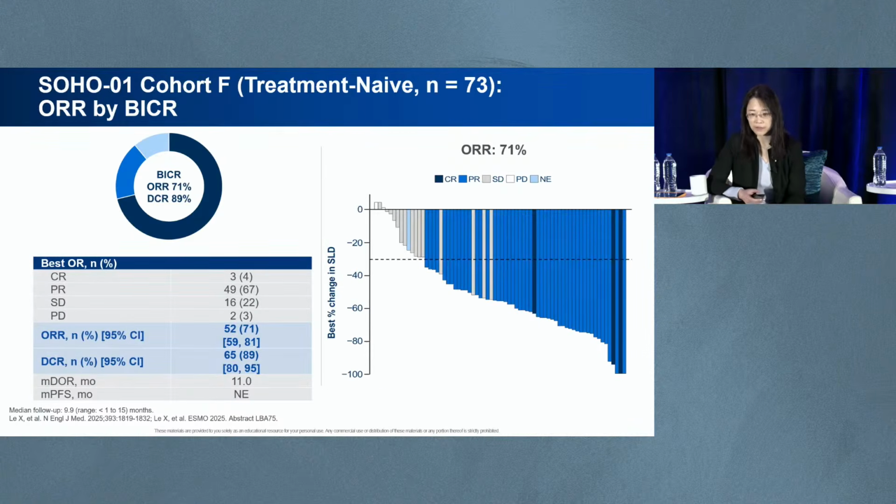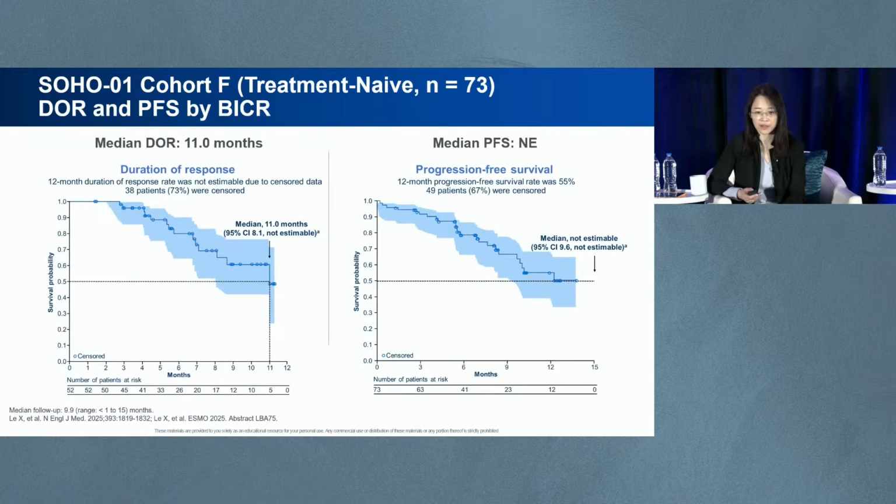Cohort F is the cohort of treatment-naive HER2 mutation non-small cell lung cancer patients. Very encouraging overall response at 71%. Disease control rate is also very high. Again, the data is not completely mature. The initial evaluation of duration of response is 11 months, and the progression-free survival is still not mature. We're waiting for this data to be reported out this year as well.